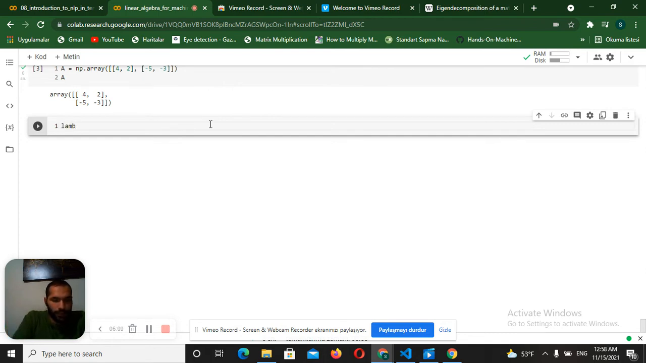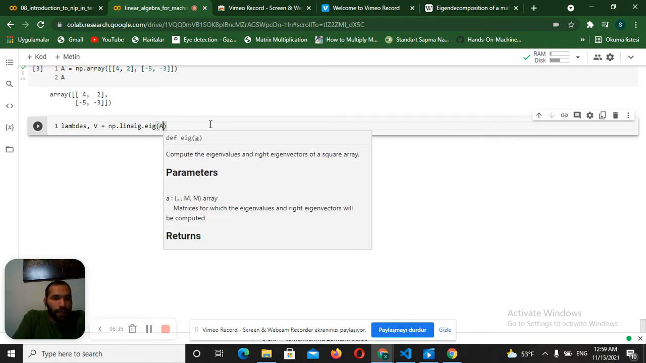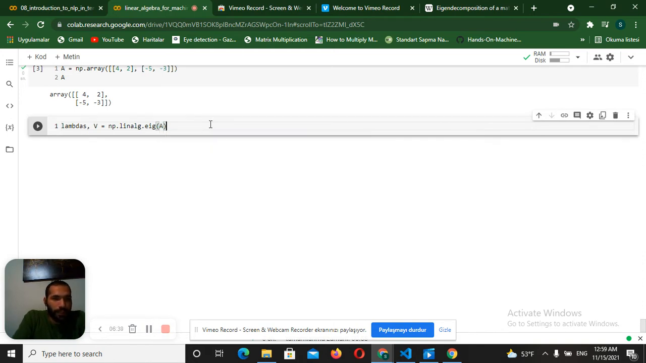These lambdas, I told you, mean eigenvalues. Don't worry about that. And when I write V shortly, it is eigenvectors. We will say np.linalg, linear algebra shortly, then eig, which is just for eigen. We represent it like that. Then we put in our matrix A. Then just run it.